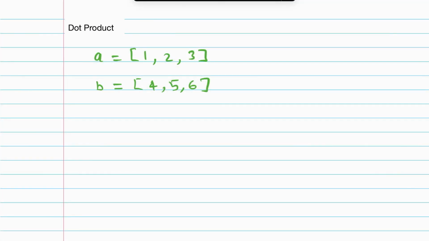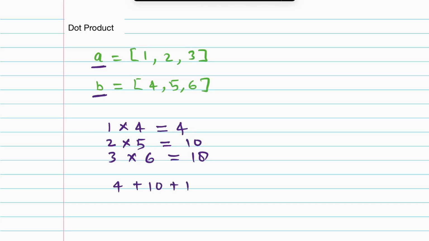Now let's understand what a dot product is. If we have two vectors, A is 1, 2, 3 and B is 4, 5, 6. The dot product means multiply corresponding elements, then add the results together. So step by step, 1 multiplied by 4, 2 multiplied by 5 and 3 multiplied by 6. Now add them. That becomes 4 plus 10 plus 18 is 32.